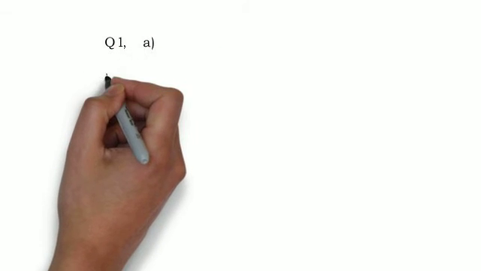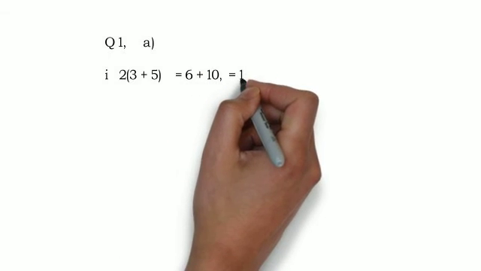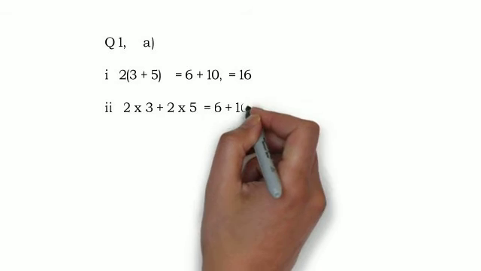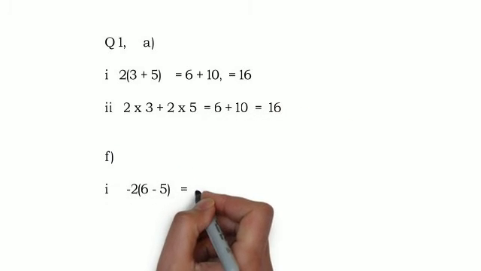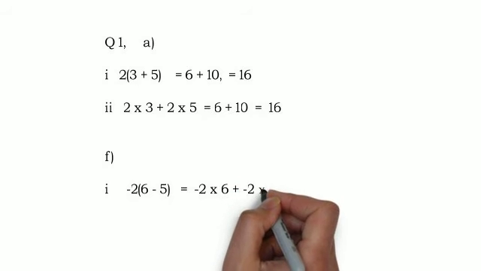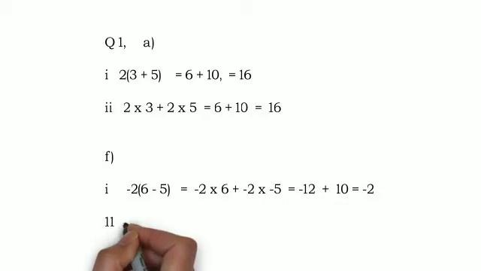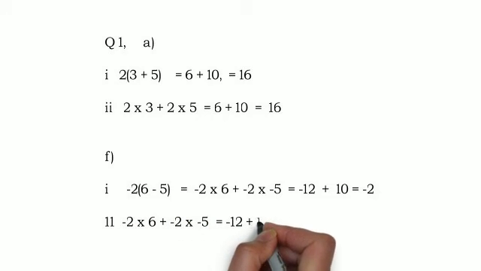Let's have a look at question 1. In this question, you're given various pairs of products and asked what is the same about them or compare them. So 2 bracket 3 plus 5 and 2 times 3 plus 2 times 5 both equal 16. Part F, number 1 is negative 2 bracket 6 minus 5, and number 2 is negative 2 times 6 plus negative 2 times negative 5. You'll see that when you multiply them out, they're exactly the same thing, so the answers are the same.